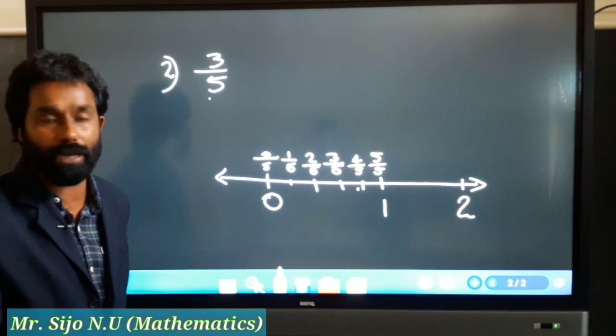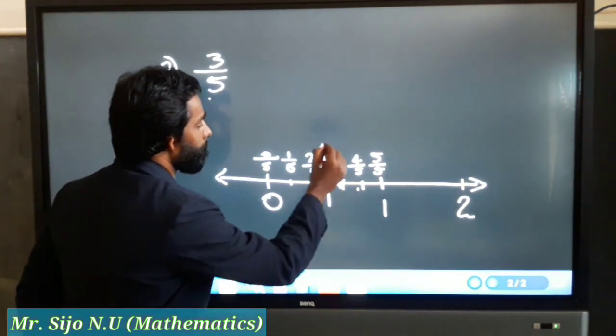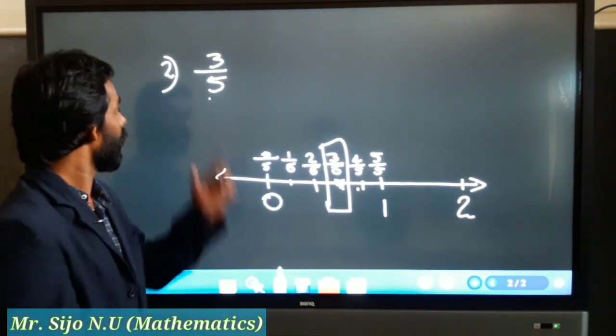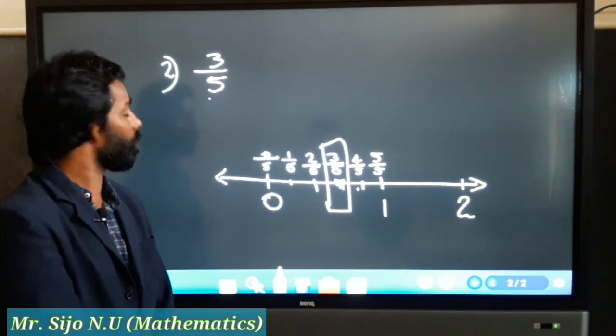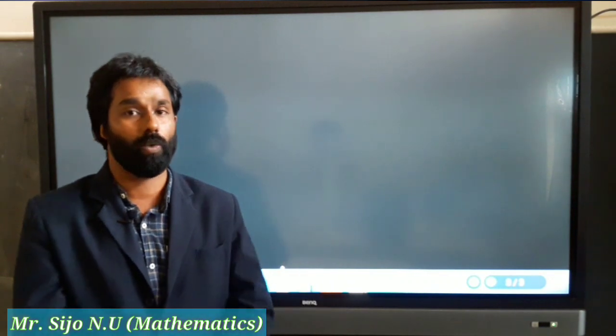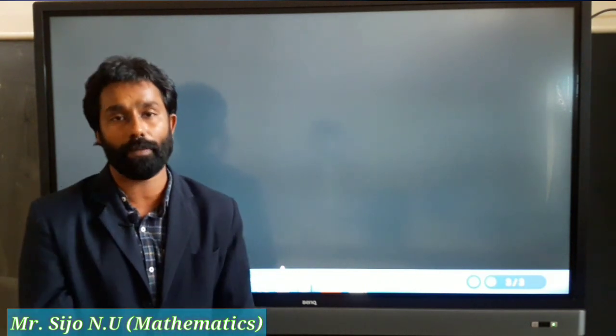Where is the position of 3/5? Well, it is here. So we can mark this. This way we can easily locate 3/5 on the number line. Now we have learned how to represent rational numbers on a number line. Now we are moving to another section, how to represent irrational numbers on a number line.